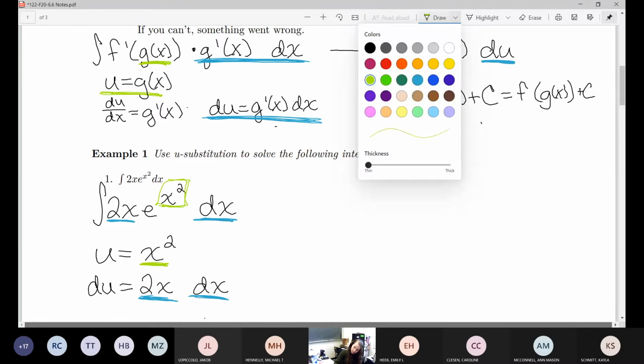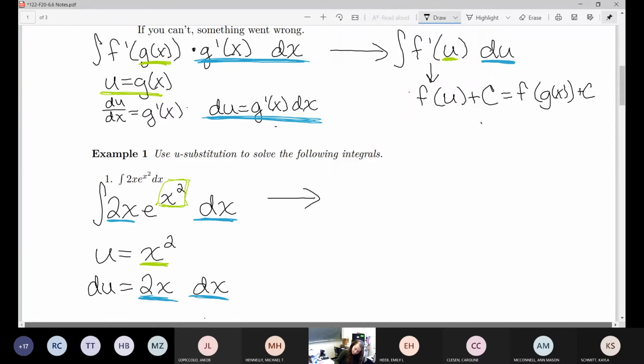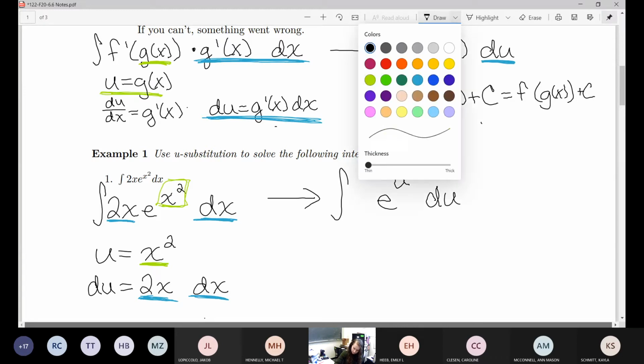So the integral. Now I'm going to leave a tiny little bit of space. We have e, and the x squared is now going to be u. Okay. And then the 2x dx becomes du.